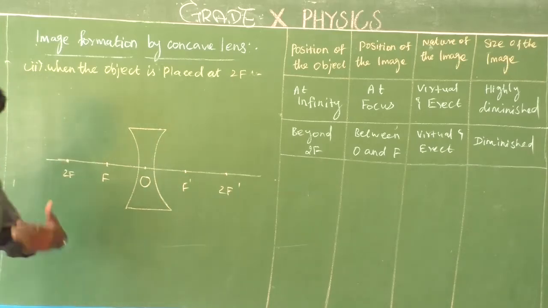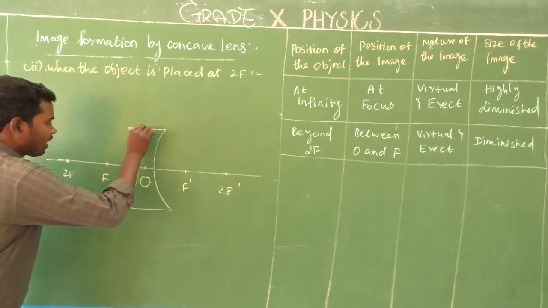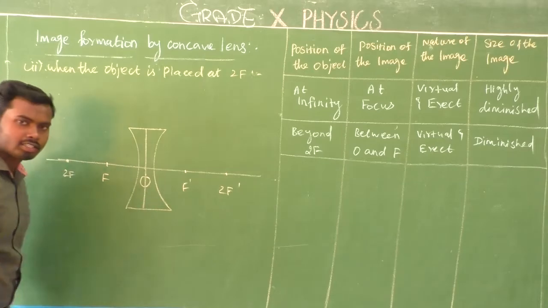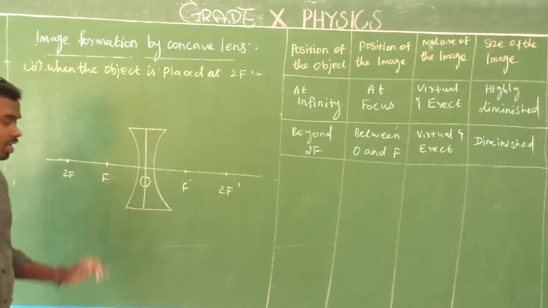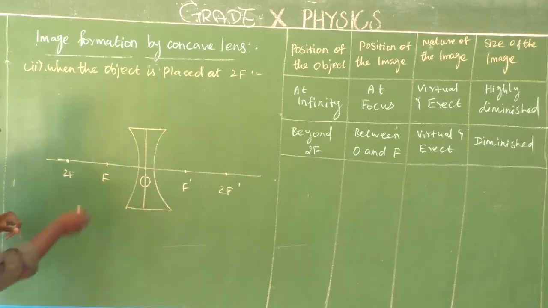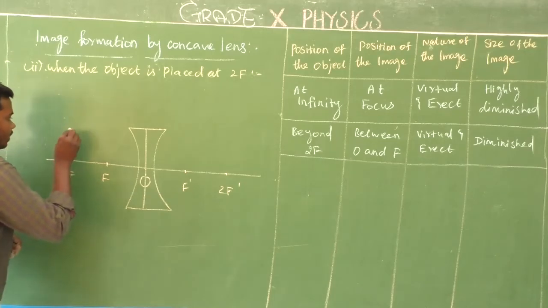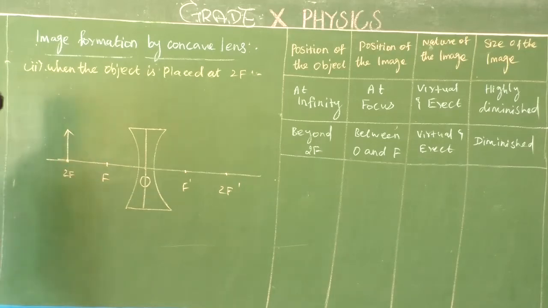Next, where am I going to place the object? So this is the center line of the lens. Next, I am going to place the object at 2f here. Consider this is the object. So the top of the object is A and the bottom of the object is B. This is the object.